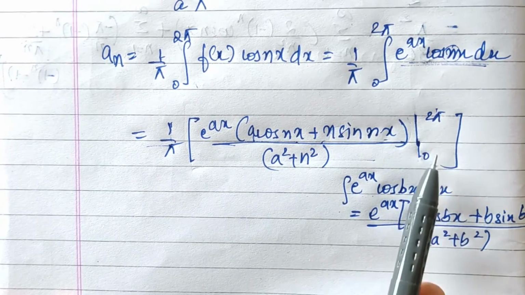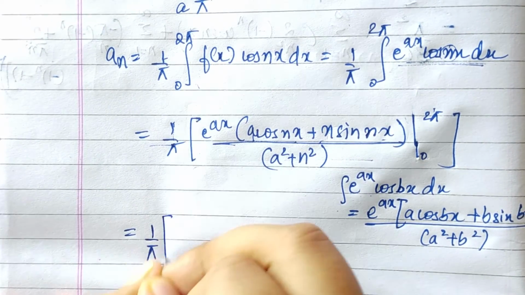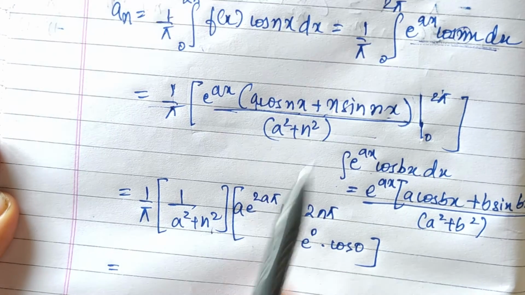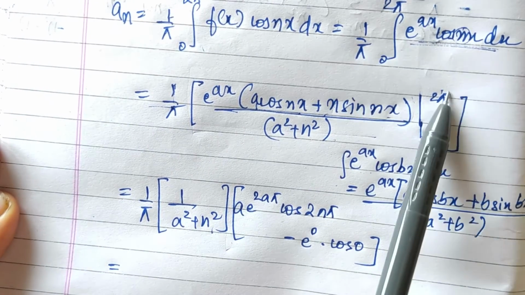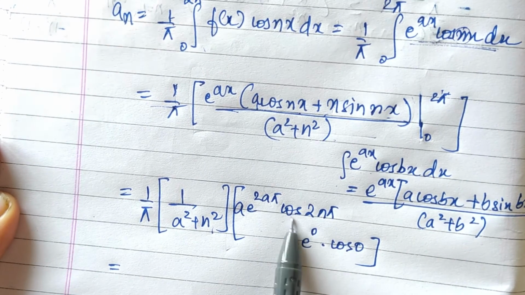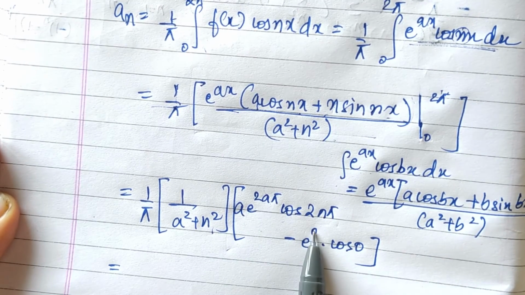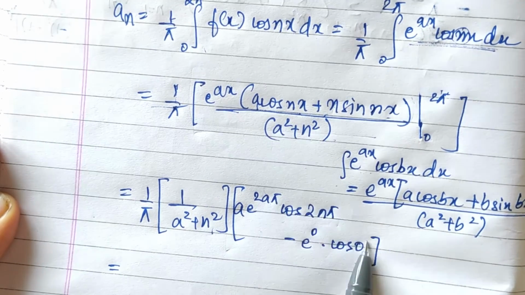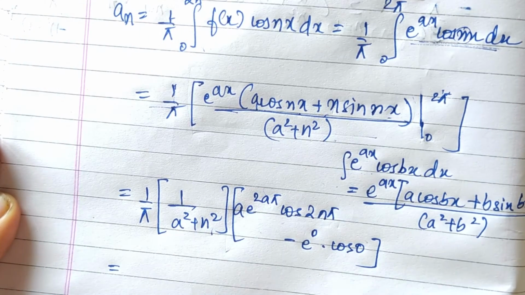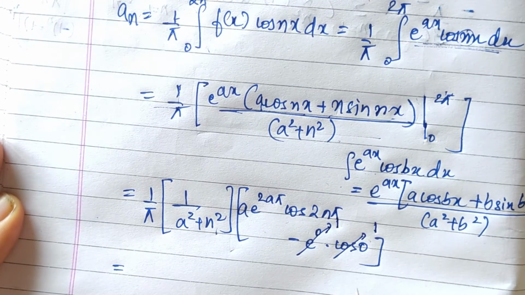to the limits 0 to 2 pi, followed by which when we substitute the limits, we get 1 by pi into 1 divided by a square plus n square into, when we substitute 2 pi, it becomes a e power 2a pi cos 2n pi. And when we substitute the 0, it's nothing but e power 0 dot cos 0, and sin 0 is nothing but 0, right? And cos 0 is equal to 1. E power 0 is equal to 1.